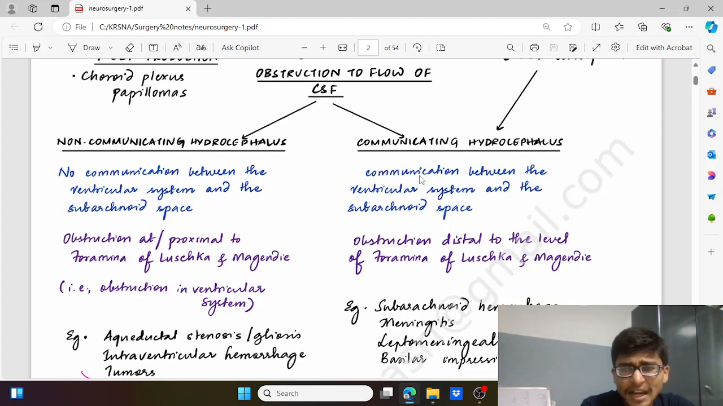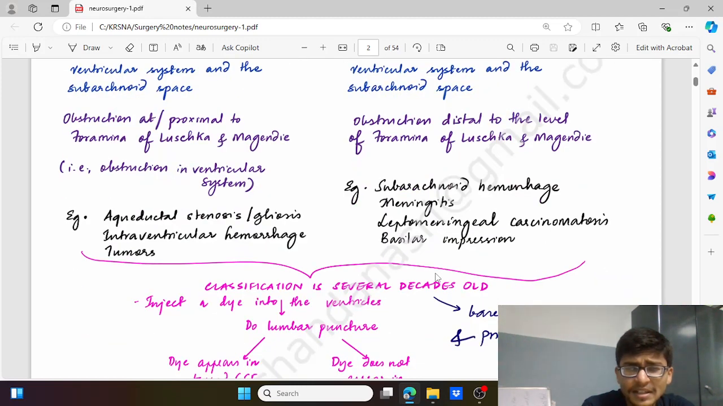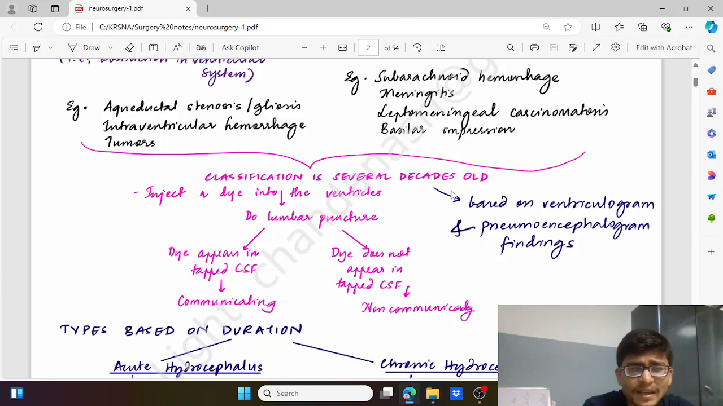Then we have communicating hydrocephalus, where communication is established and there is no blockage between the ventricles and the subarachnoid space. The obstruction is distal to the level of the foramen of Luschka or Magendie. This is commonly seen in infections like meningitis or brain infections, subarachnoid hemorrhage, leptomeningeal carcinomatosis.